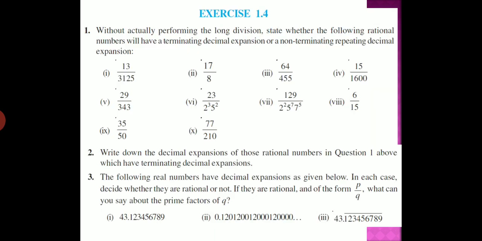Okay, so now we have the exercise. So the first question is, I should find whether the rational numbers given are terminating or non-terminating, repeating decimal. Okay, second question also we have to do with the same first sum problems. Write down the decimal expansion of those rational numbers in question number 1 above which have terminating decimal. So I should find, if it is terminating, the decimal expansion also. Okay, so that we will see here for a few problems.